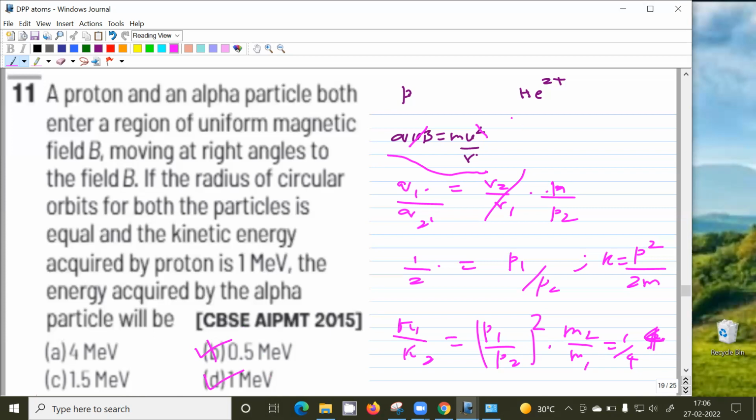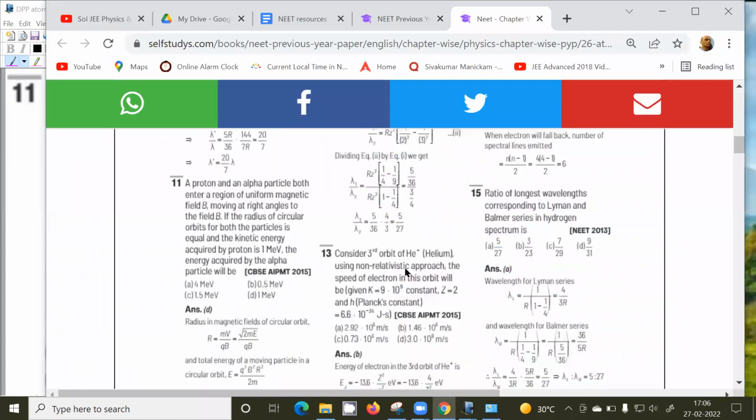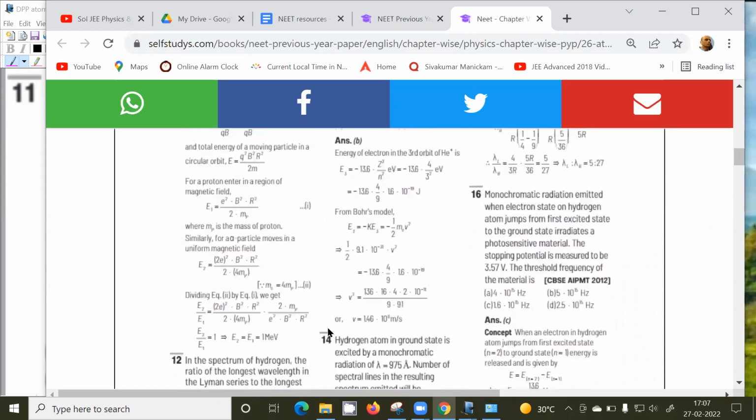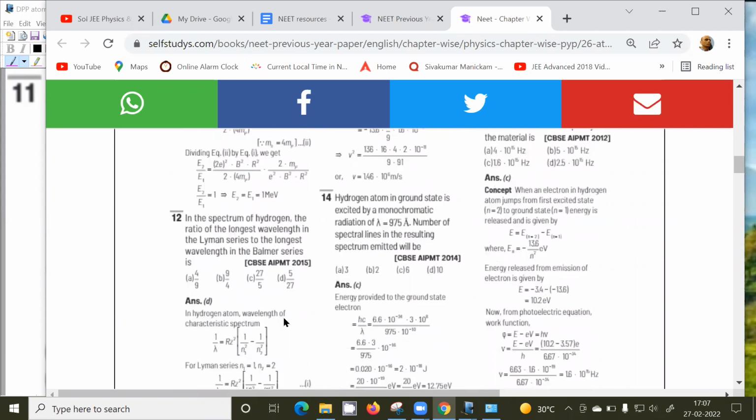So use this relation, no? Yes, sir. Okay, this is the starting point. And kinetic energy, I can write in terms of momentum, or we can use mass ratio also. Okay, this you don't have to do, right? It's a trivial question.